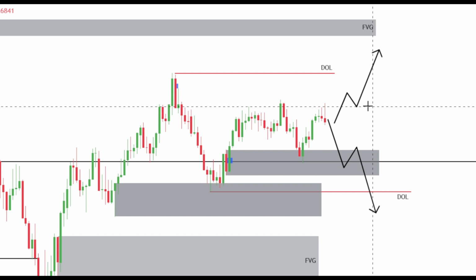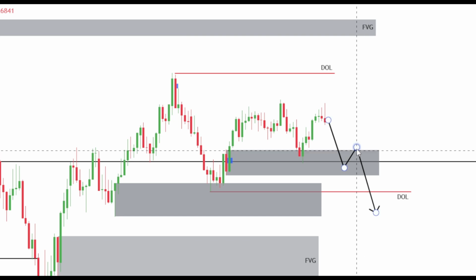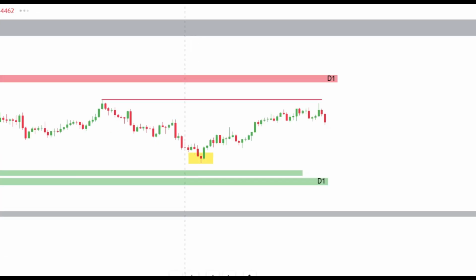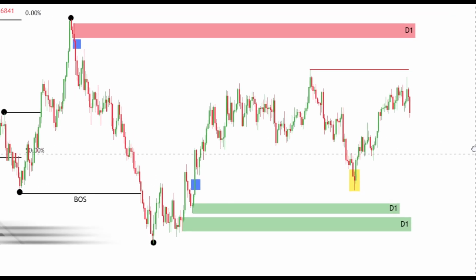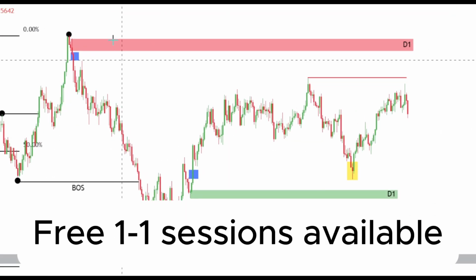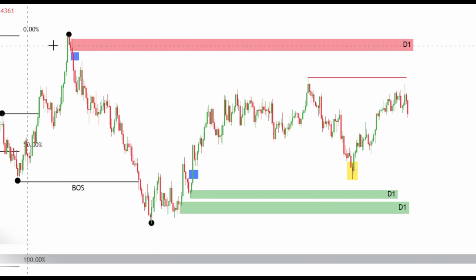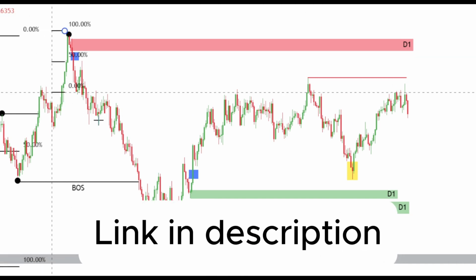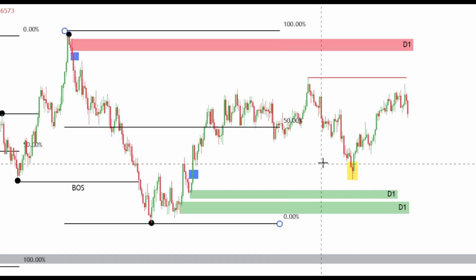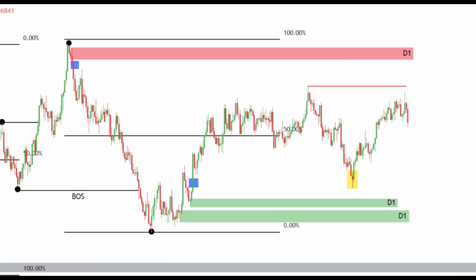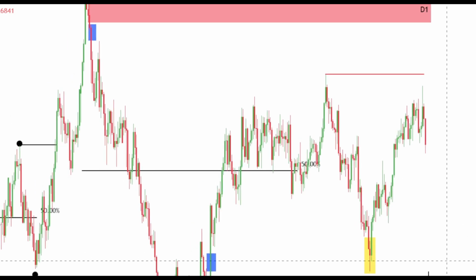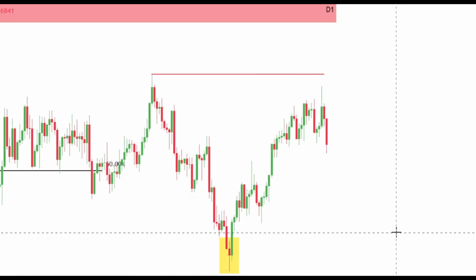So to analyze this pair in a deeper fashion, we have to now go down to the daily time frame. On the daily time frame, again, we look at the fact that we've had our structure break to the downside. So this is our current dealing range. We have a dealing range high and a dealing range low, just like this. Right now we are in a premium, so we're above the 50% level. This gives us a validation to look for potential sells.